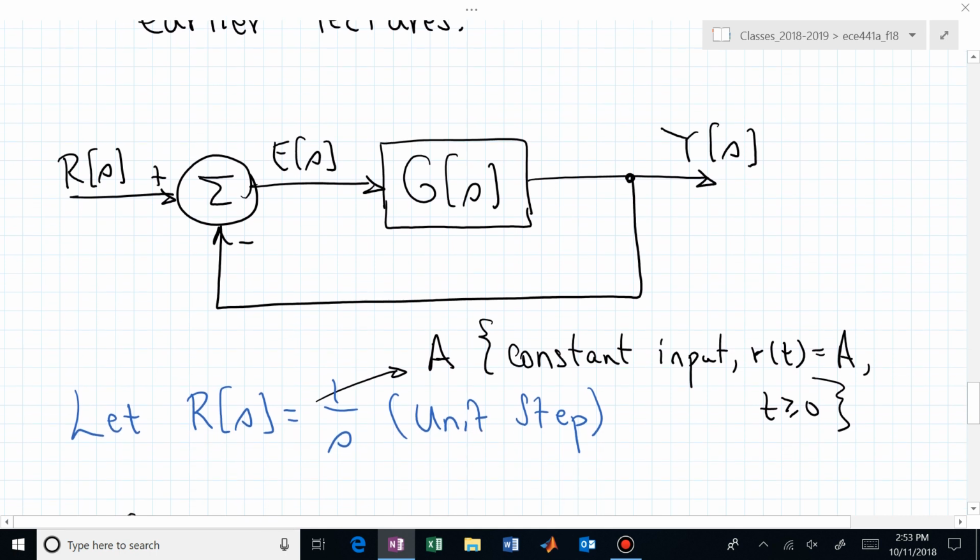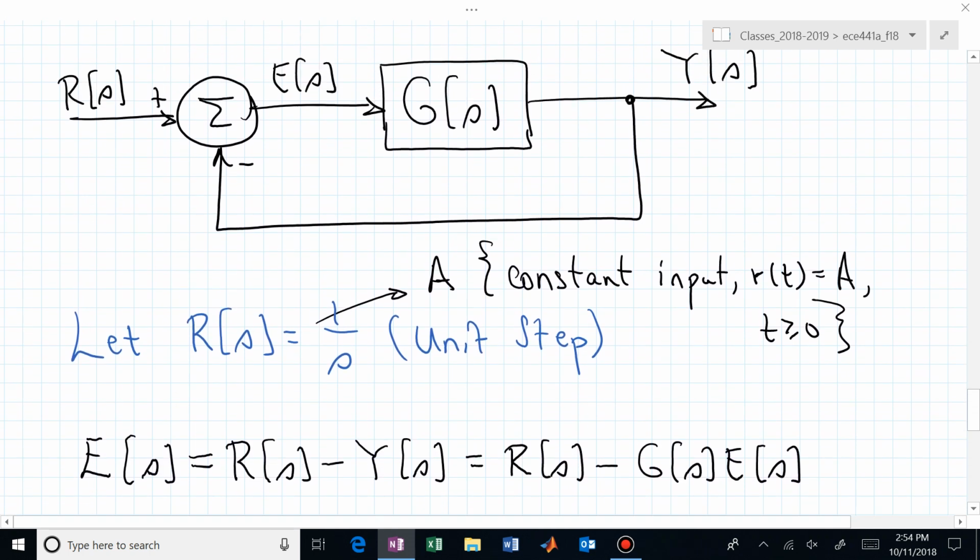And now let's go ahead and just assume that the reference signal, instead of just being a unit step, if we put A in the numerator of that expression for R of S, now we have capital A over S, and that just means that we're looking at a constant input, or the reference input in the time domain, R of t, is equal to A, a constant A, for t non-negative.